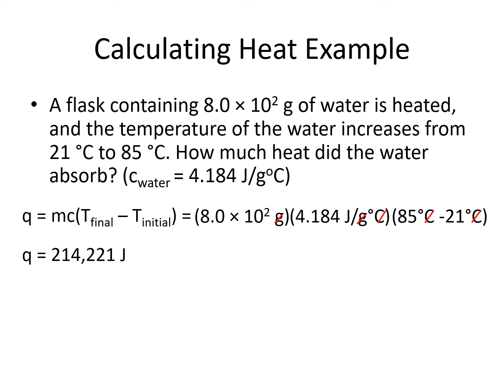When we plug in all of our numbers and do the calculation, we come out with 214,221 joules as how much heat the water absorbed. We could put this into scientific notation just to make the number a little bit more manageable. So we could write it as 2.1 times 10 to the 5th joules. Or we could put it into kilojoules and write it as 2.1 times 10 to the 2 kilojoules. We'll often change from joules to kilojoules just so we can get a smaller value for our number.